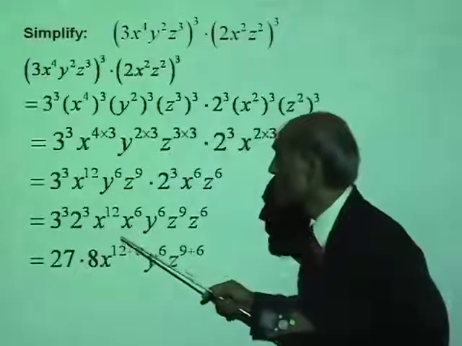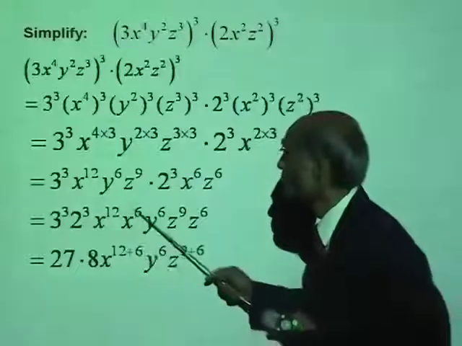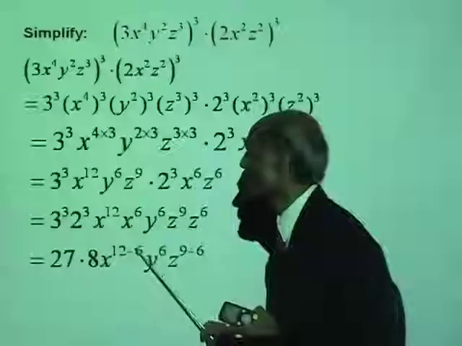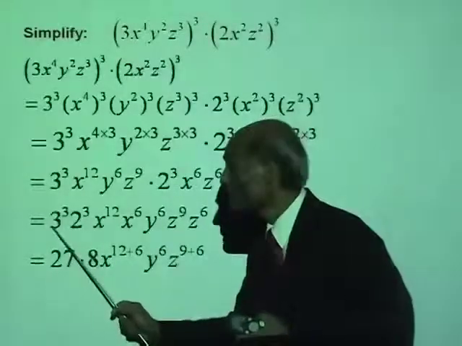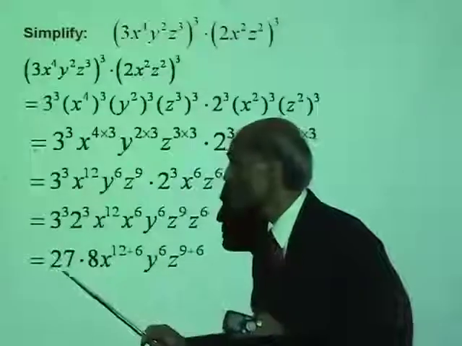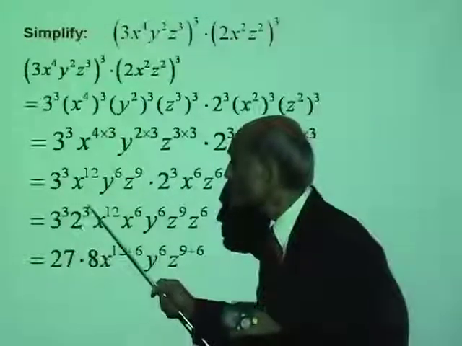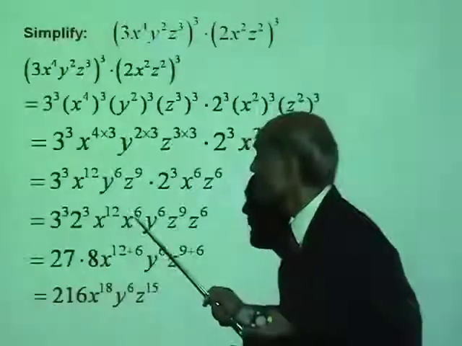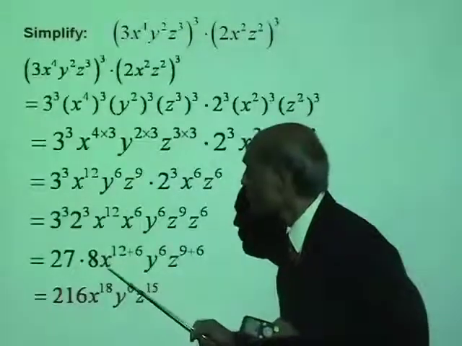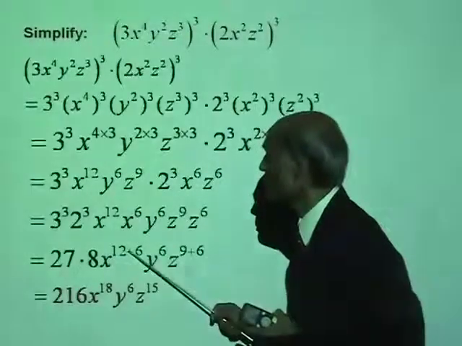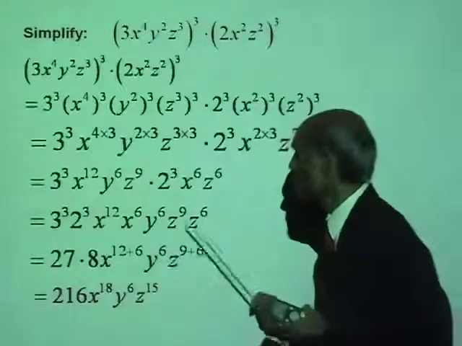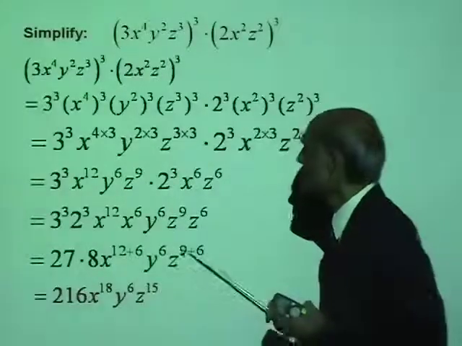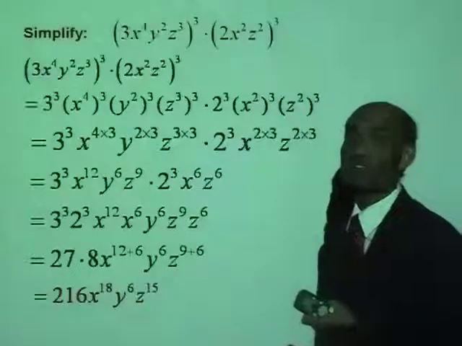X to the power of 12 times x to the power of 6 is x to the power of 12 plus 6. And I also did one more thing. 3 to the power of 3 is 27, times 2 to the power of 3 is 8. X to the power of 12 times x to the power of 6 is x to the power of 12 plus 6, and y to the power of 6, and z to the power of 9 times z to the power of 6 is z to the power of 9 plus 6.